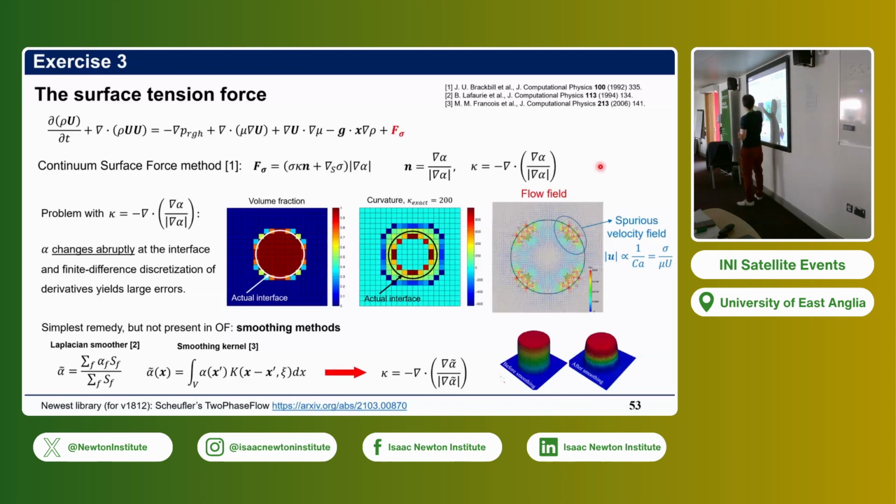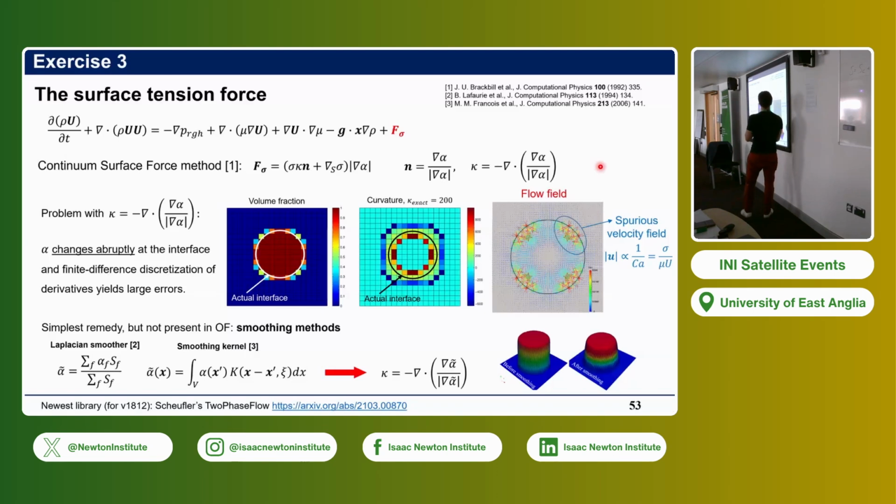With the continuum surface force method, you calculate your surface tension as the product of the surface tension coefficient, which is a constant, the curvature of the interface, which must be reconstructed locally in every cell of the interface, and the normal to the interface. The normal vector also needs to be reconstructed cell by cell. Everything is multiplied. Here there are expressions to calculate normal and curvature.